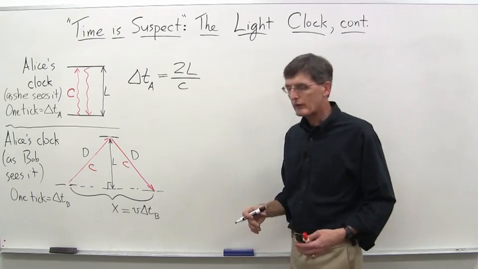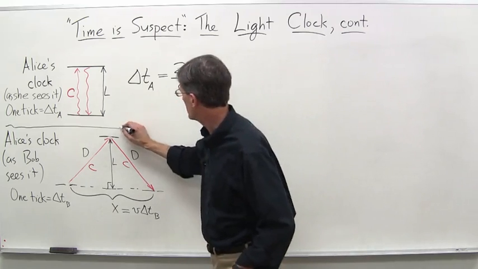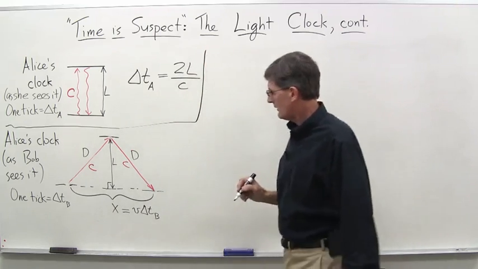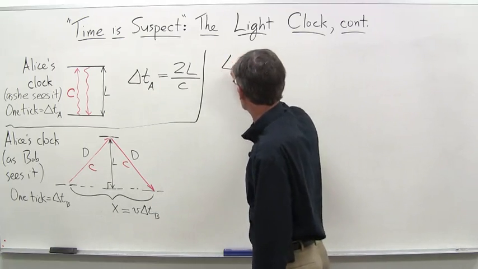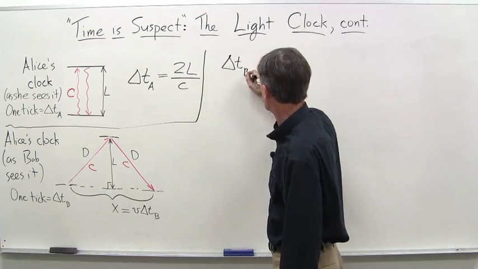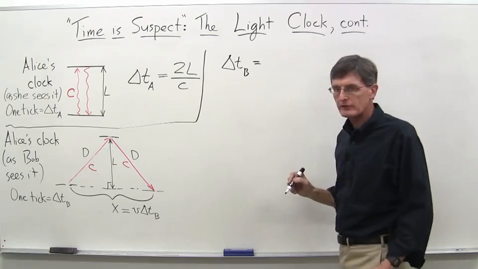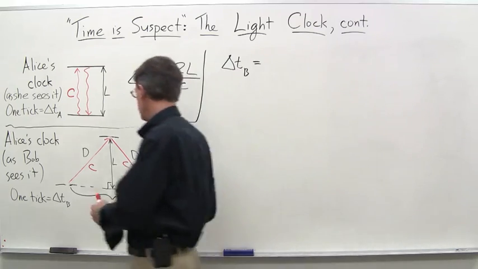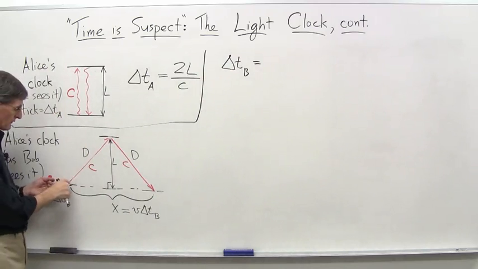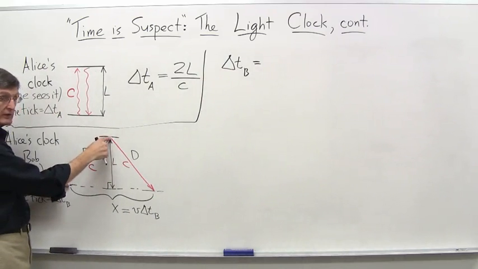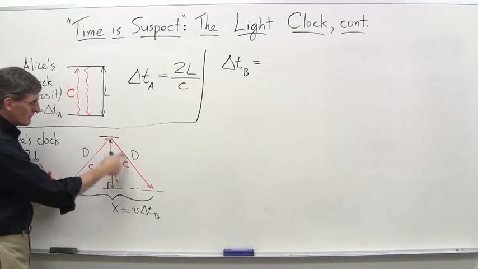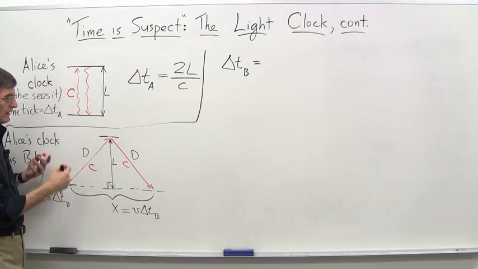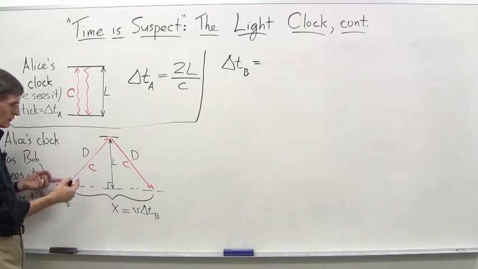So let's write an equation for delta T sub B here. See what we can write down. We actually have a couple things we can do. Well, delta T sub B, by definition, the tick time for Alice's clock as Bob observes it, is this distance d plus another distance d. So the total distance covered is 2d divided by the velocity, which of course is c.